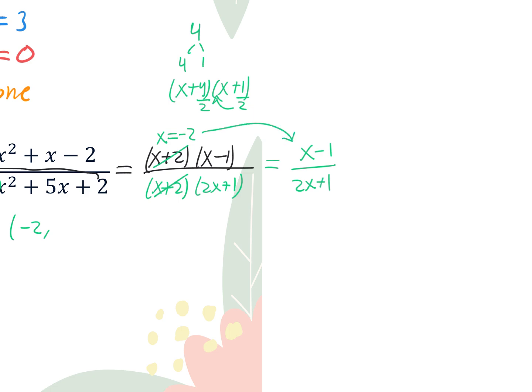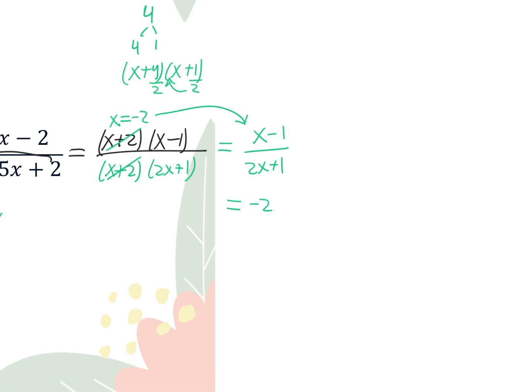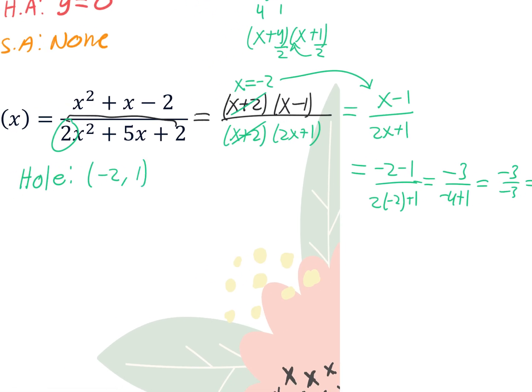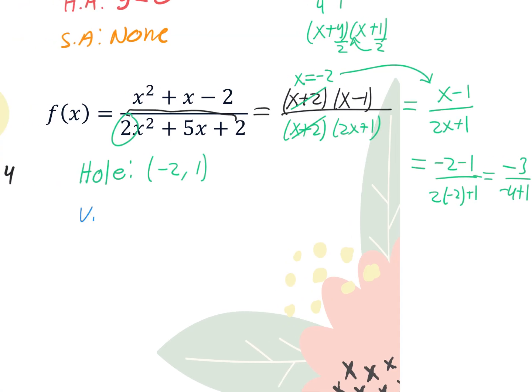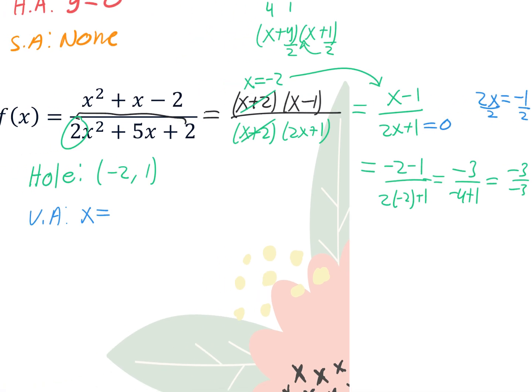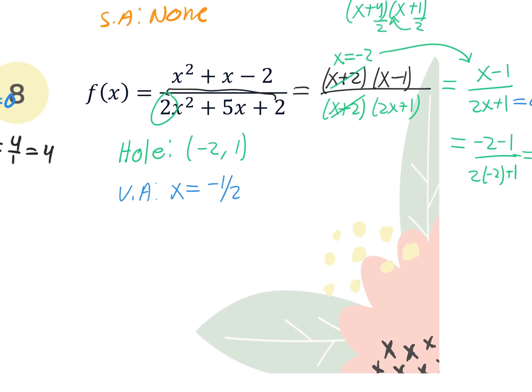And I'm going to plug in negative 2 into that simplified expression. So it's going to be negative 2 minus 1 over 2 times negative 2 plus 1. And that's negative 3 over negative 4 plus 1, which is negative 3 over negative 3, which is 1. All right, so it's negative 2 comma 1 as the hole. And now let's figure out what the vertical asymptote is going to be. Set the bottom of the simplified equal to 0, and then we get 2x equals negative 1. Divide by 2, and I get x is negative a half. So then my vertical asymptote is x equals negative a half.